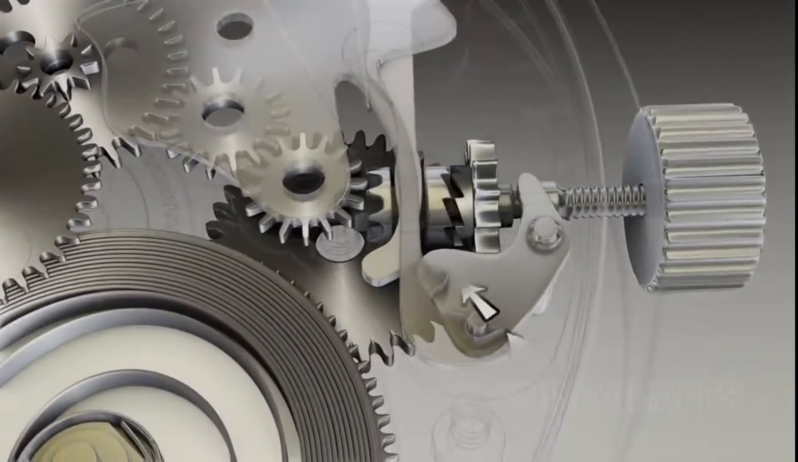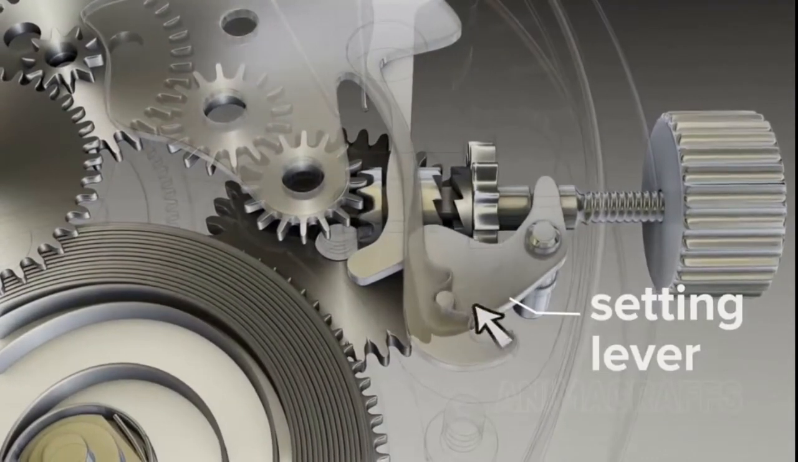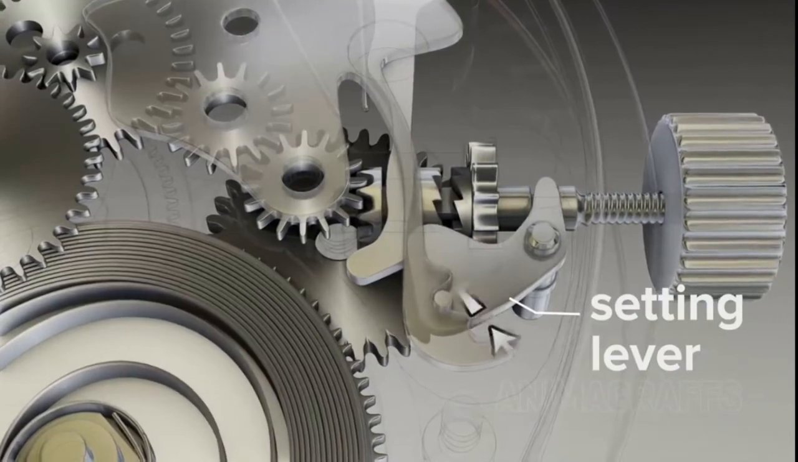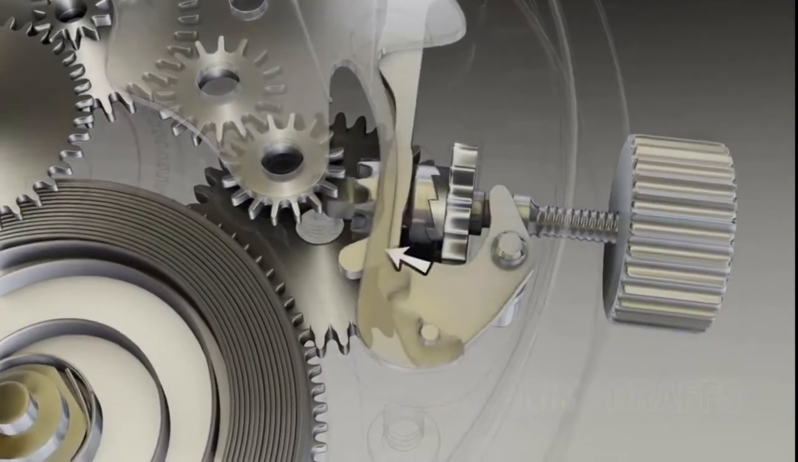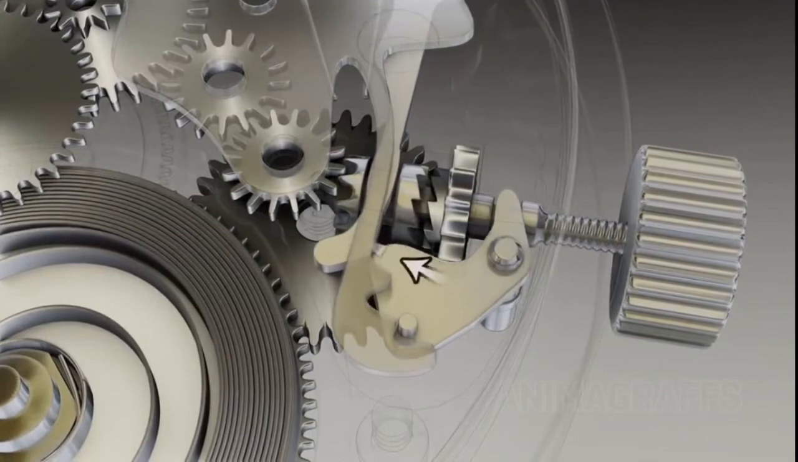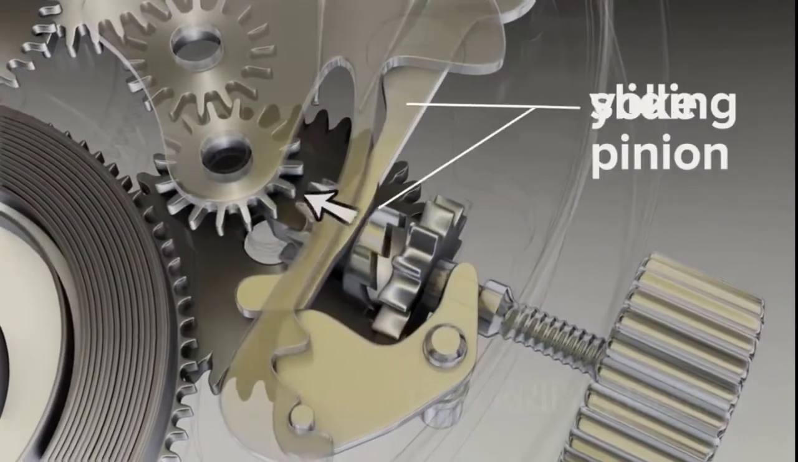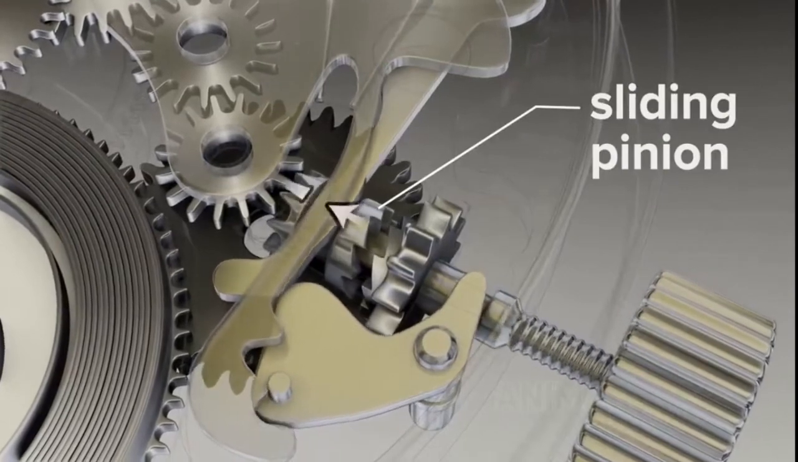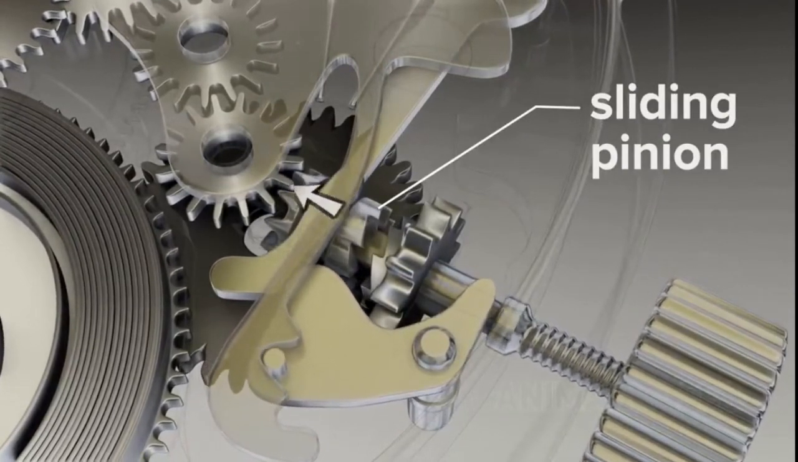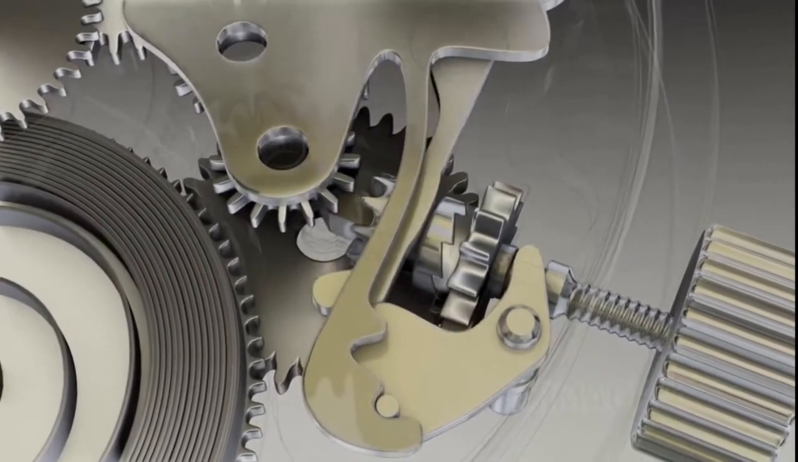When the crown is pulled outwards, the setting lever clicks into the second indent in the rigid setting jumper. At the same time, this setting lever presses against the spring-loaded yoke. The yoke moves the sliding pinion into connection with time-setting gears. Let's see that transition a few more times.